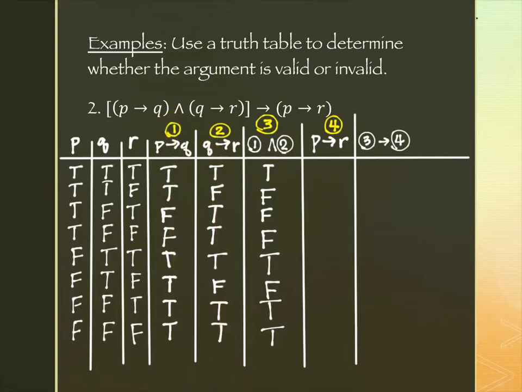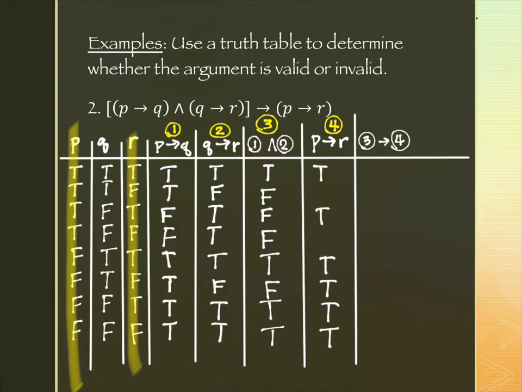All right, column 4. Column 4 says we're going to do P implies R. So here's P and here's R. If-then again, right? The last 4 are all true. I agree. What else is true? 1 is true. 3 is true. And 2 and 4 are false. Oh, I didn't get rid of that. There we go. Get it back.